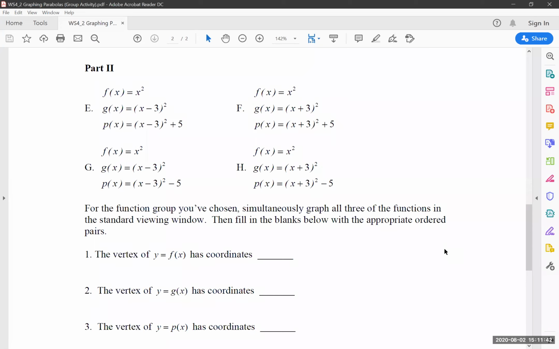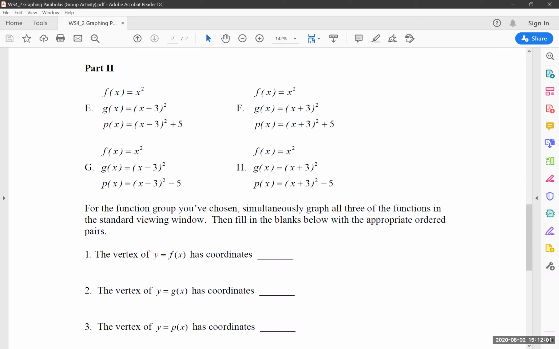So the best way to learn how these transformations are occurring when we are comparing the new graph to its parent function is to study the vertex. So remember, the vertex is maybe the absolute minimum of your parabola if it is opening upward.